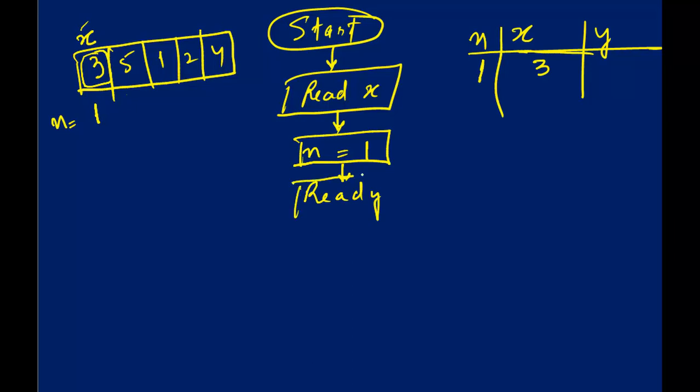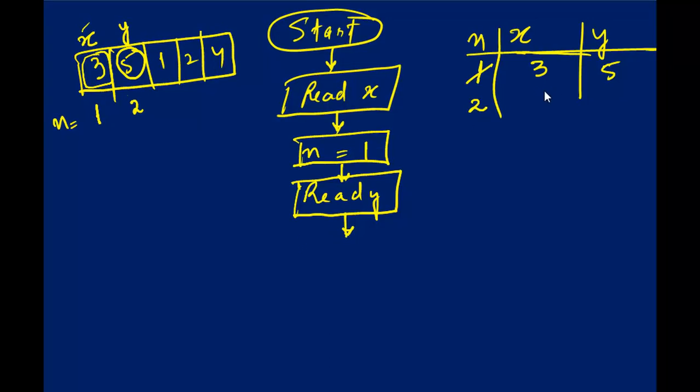Now it is time to read another number. Read y. I will read another number and assign it to the variable y. So I will read this 5 and assign it to y. When I read the second number, my n will be 2 now. That means I have now read the second number. So my y will be 5 and n will become 2.